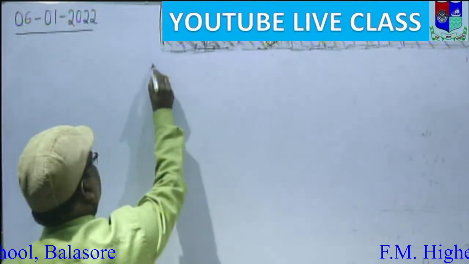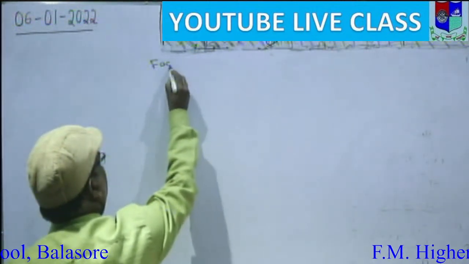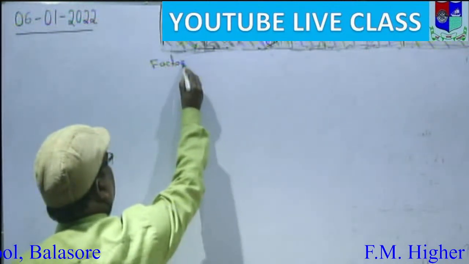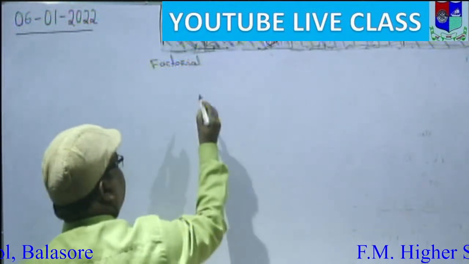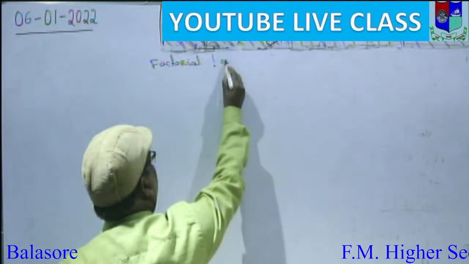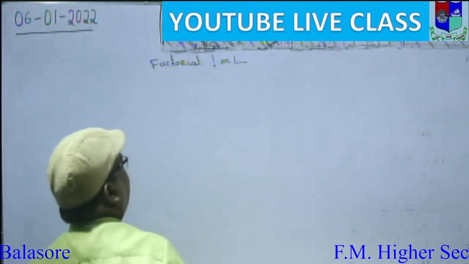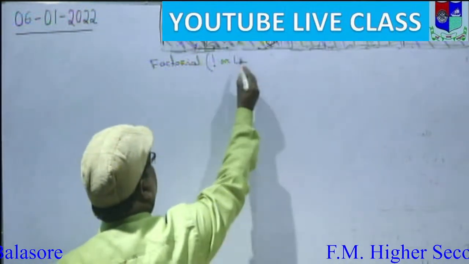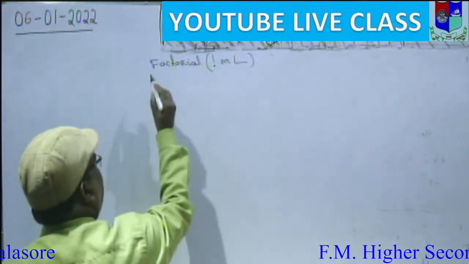So write this factorial, and its symbol is like this, or one may write, these are the symbols for this factorial.